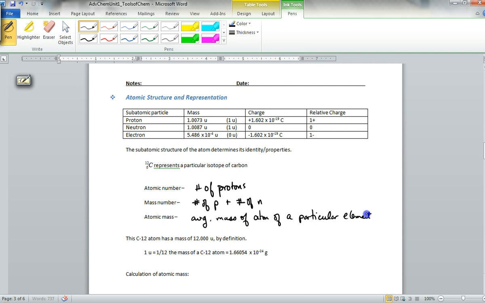The reason why we have an average mass is because we have more than one type of each of the elements, or more than one type of atoms for each of the elements. So we have to have what's called a weighted average, and we'll do that calculation here in a second.